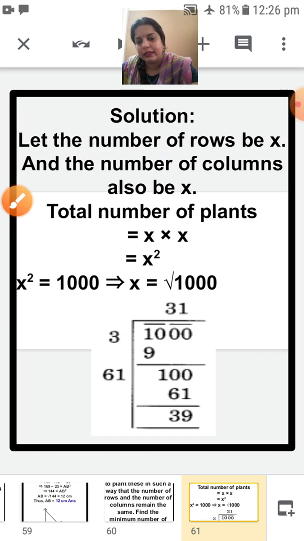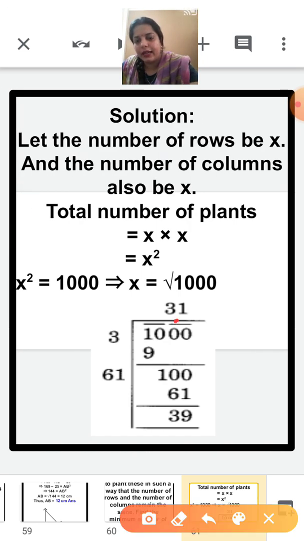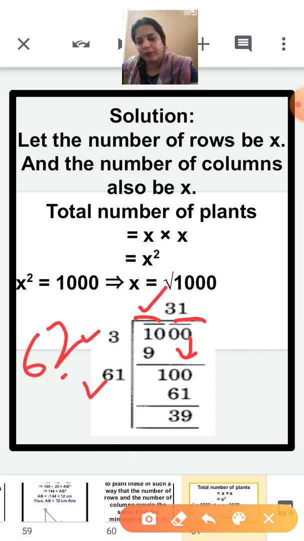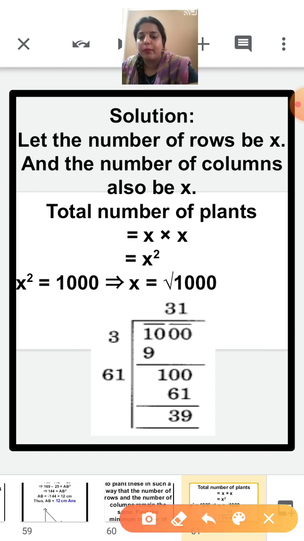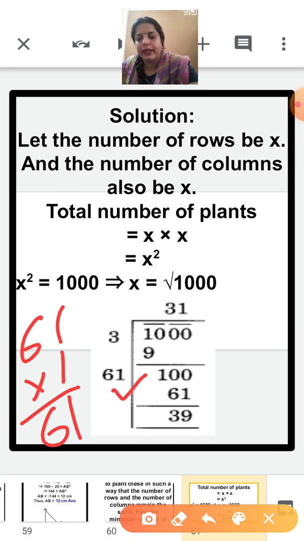Make the pairs like this. Now 3 3s are 9, you are getting 1. Now these two 0s go down here. 3 plus 3 gives you 6. Now if you put 2 here, 62 into 2 gives you 124, which would be a greater number. So we can't take 2, we have to take a smaller number. So 61 into 1 gives you 61. So put 1 here, put 1 here, minus this 61. 100 minus 61 gives you 39.